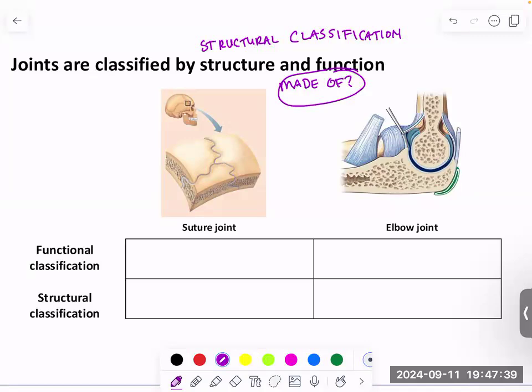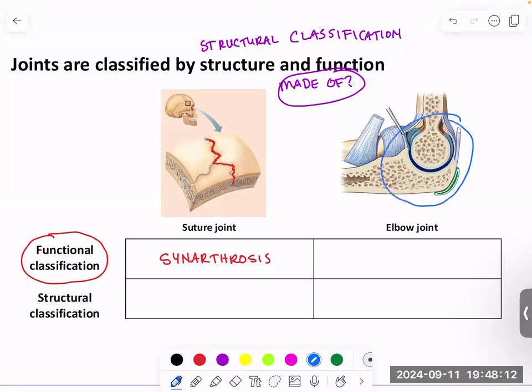So every joint has two types of classification. For example, back to our suture joint. How does it move? No movement. What is the functional classification when it's no movement? Synarthrosis. The elbow, a lot of movement. What is the functional classification? Diarthrosis.